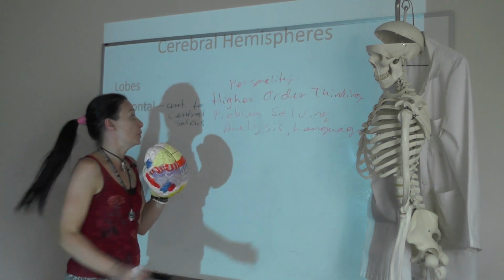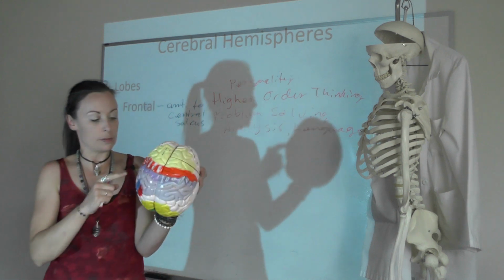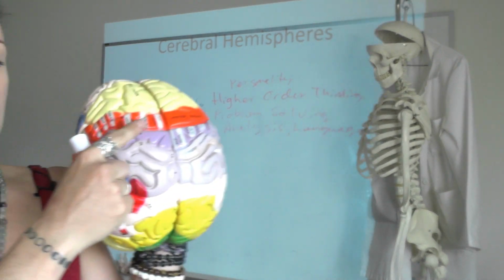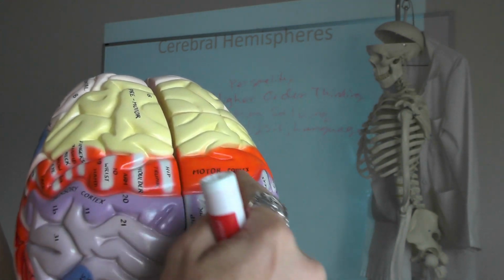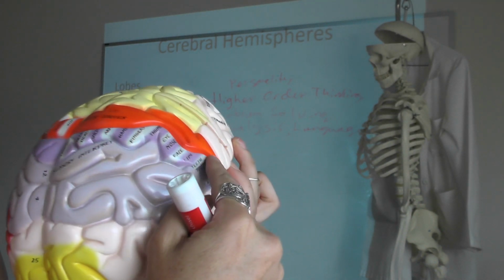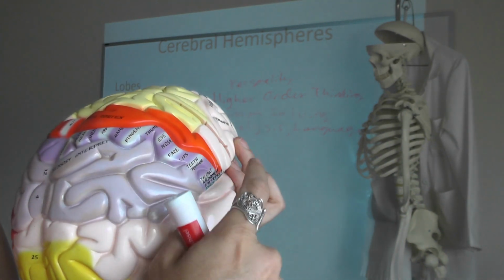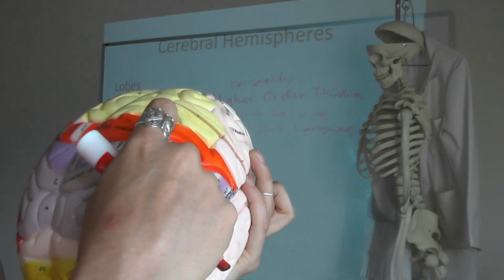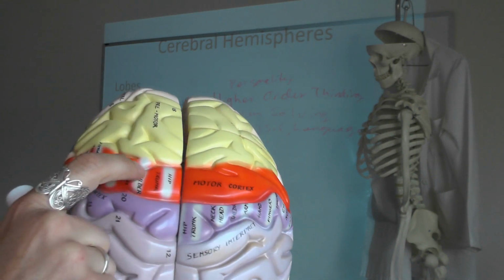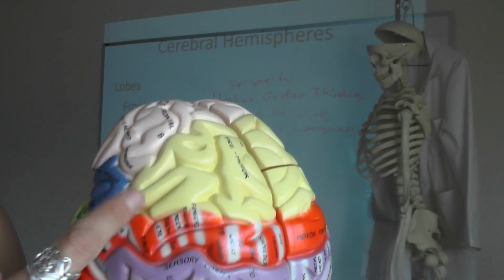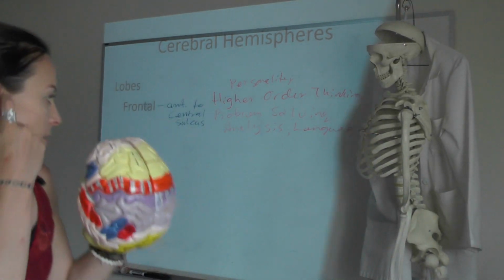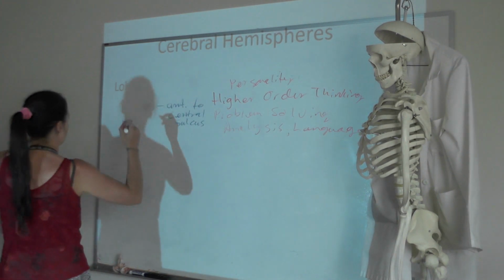Another huge function of the frontal lobes is this red line right here, the precentral gyrus. And this is where you initiate all of your voluntary motor commands. So my tracing of this red line with my finger is originating in my precentral gyrus of my frontal lobes. So the frontal lobes also initiate voluntary motor commands.